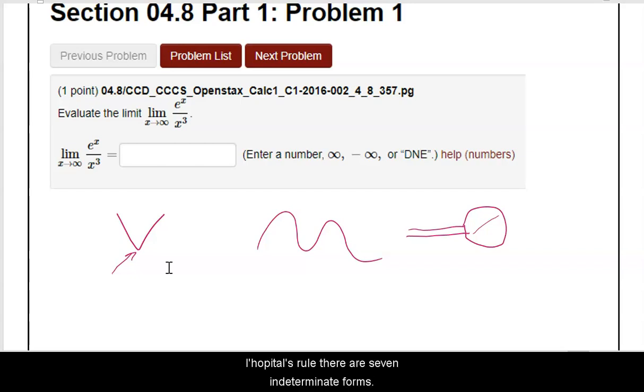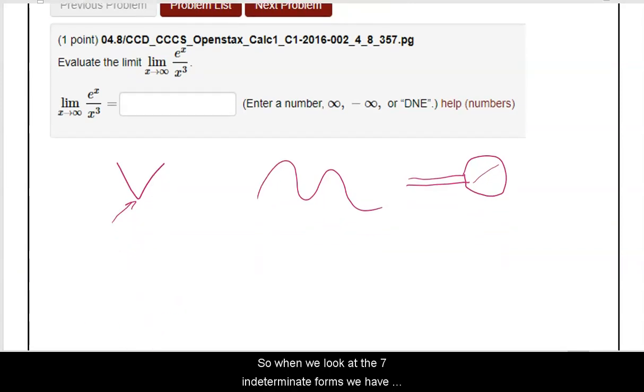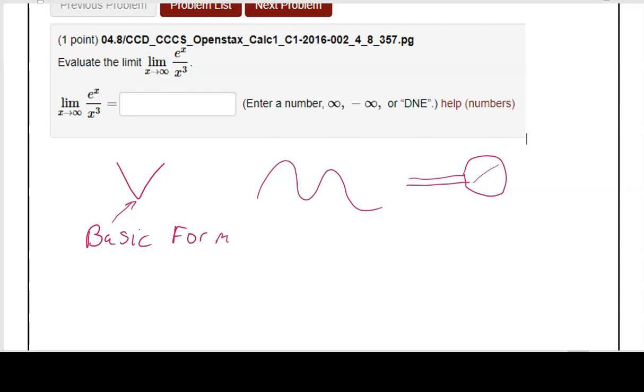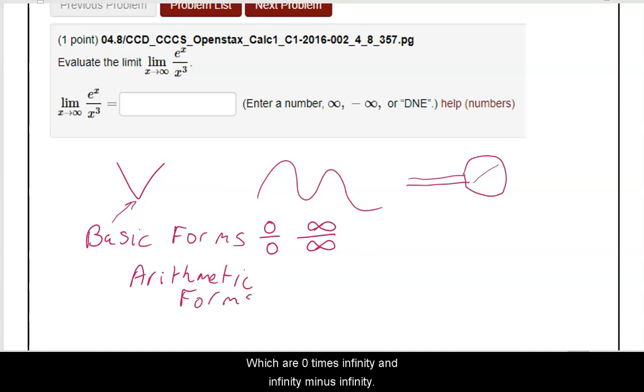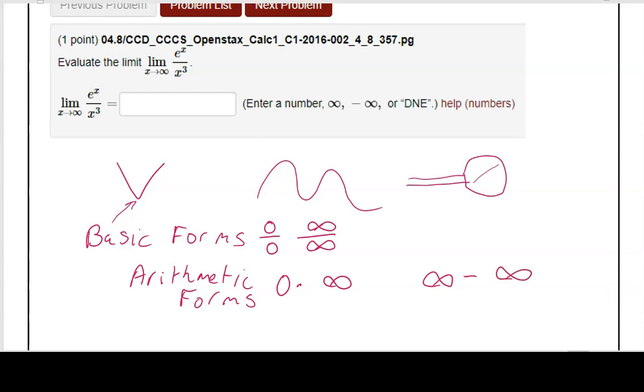Now, with L'Hopital's rule, there are 7 indeterminate forms. So when we look at the 7 indeterminate forms, we have 2 basic forms, which are 0 over 0 and infinity over infinity. We have 2 arithmetic forms, which are 0 times infinity and infinity minus infinity. These two are basically like a tug of war. 0 times something tends to want to make it 0, but infinity times something tends to want to make it infinity. So it's a tug of war, who's going to win.